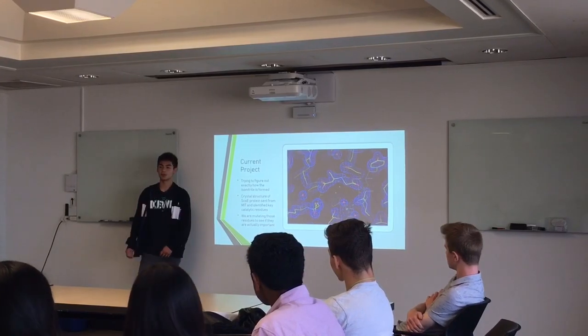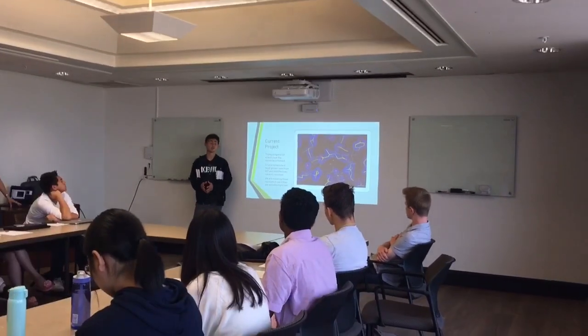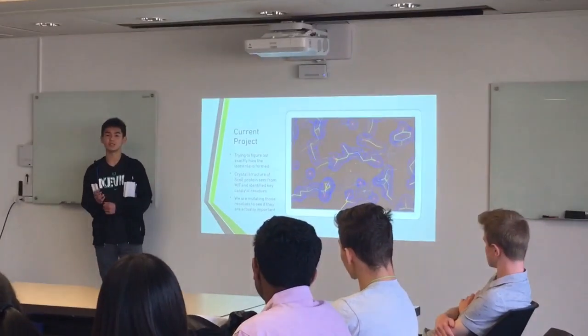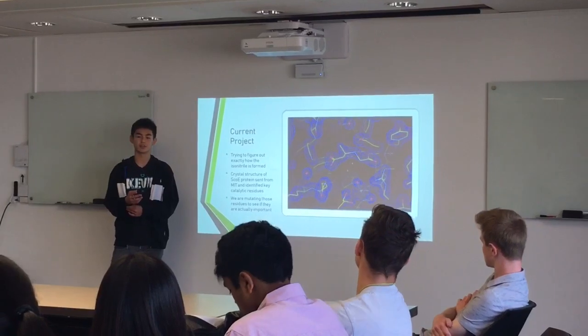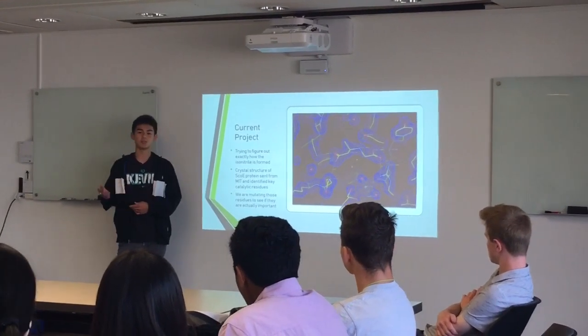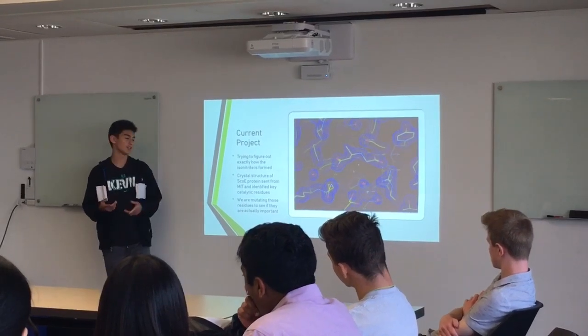So the current project that we're working on over the past month, we were trying to figure out exactly how the isonitrile is formed, and to do this, we are mutating certain residues that are important to the function of SCO-E, and by mutating them, we'll see if the isonitrile is still formed after they're mutated.